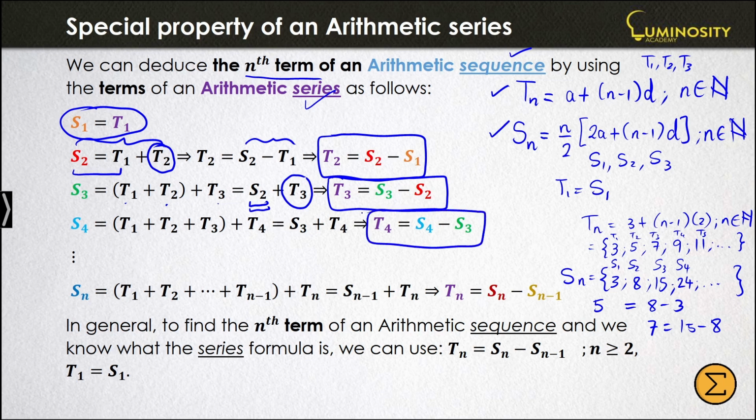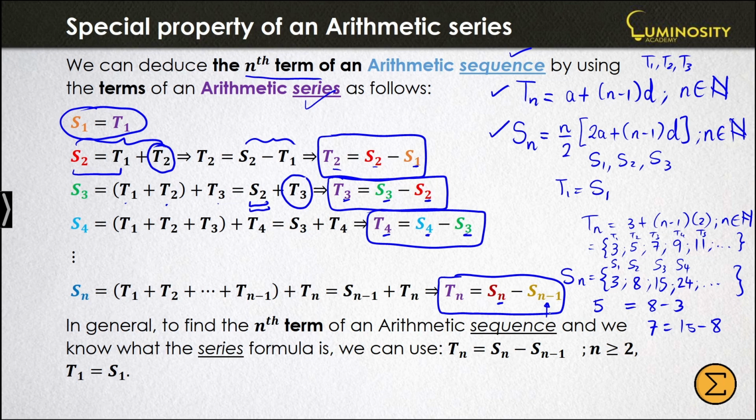And you can keep following this pattern. T4 is S4 minus S3. All the way up to Tn. Tn is just going to be the sum of the first n terms minus the sum of the previous terms, n minus 1. So where there was a 2 here, it was S2 minus S1. When it was 3 here, it was S3 minus S2. When there was a 4, it was S4 minus S3. So at Tn, it's Sn minus S(n minus 1).